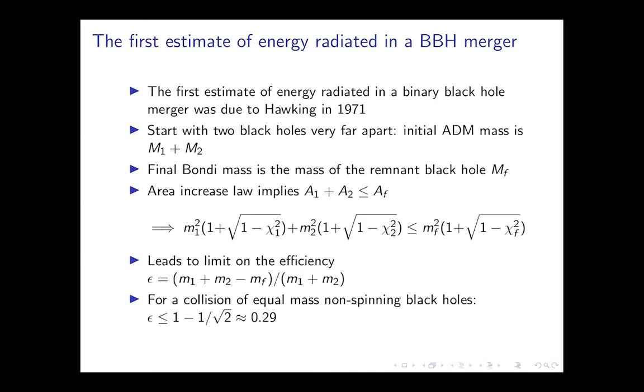The area increase law implies that you have A1 plus A2 less than or equal to AF. Furthermore, if you assume that the black holes are initially Kerr and finally also Kerr, then there's a formula for the area given the masses and the spins. So you get this inequality, which is shown here with M1 squared and so on. You can convert that to set a limit on what you might call the efficiency, which is how much mass is lost due to radiation. If you set the masses to be equal and set the spins to be non-spinning, then you get a limit of 29% for this efficiency.